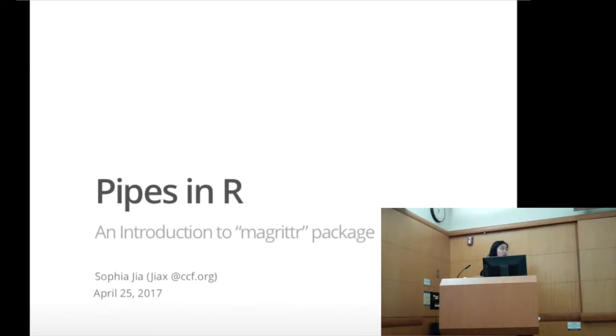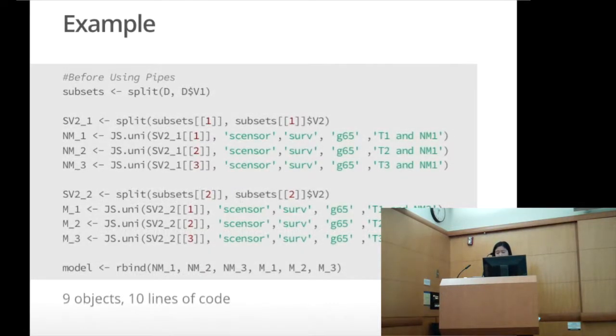Okay, basically I'm going to talk about the magrittr package today. I will show you an example of my own. This is code I had in 2013 when I just started my work here in the clinic. It doesn't matter what I'm doing here, but what I'm trying to do is split my data set into four sub-data sets by two variables and apply a function called gsuni, my own function, to each of the subsets, and then combine the results.